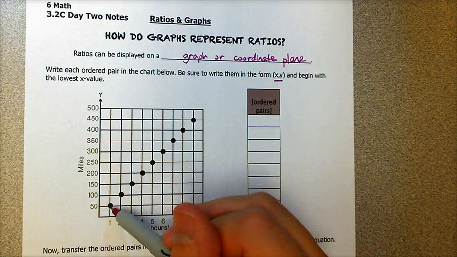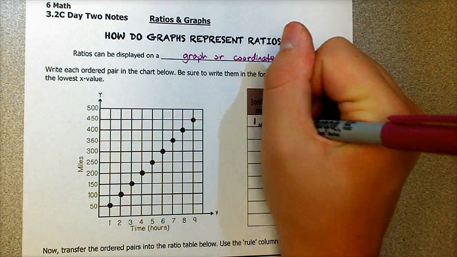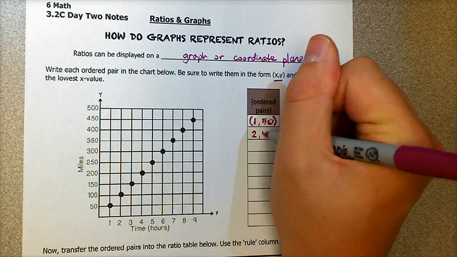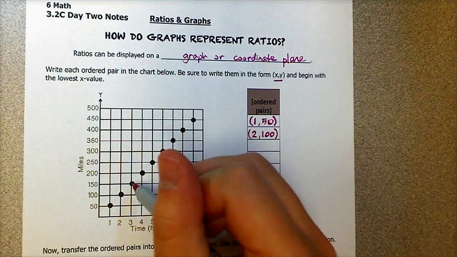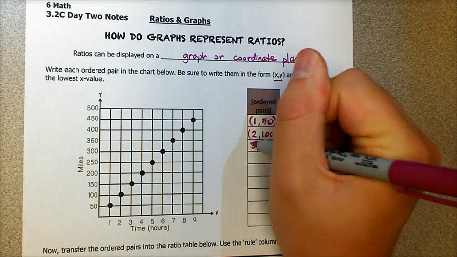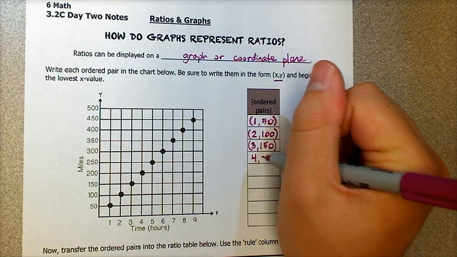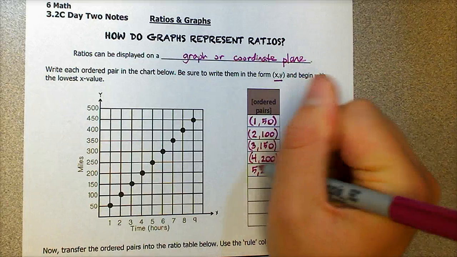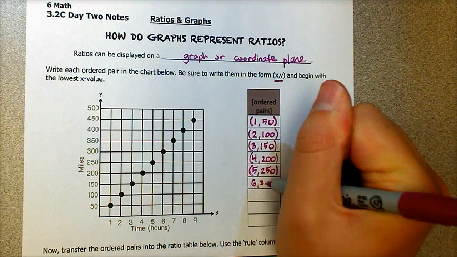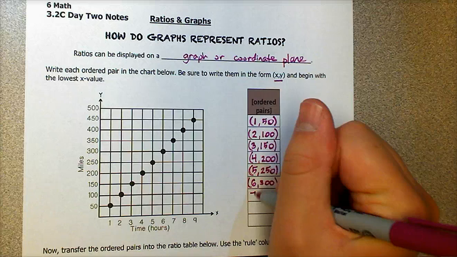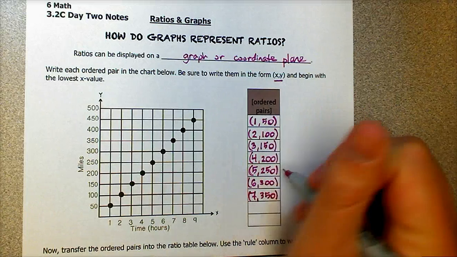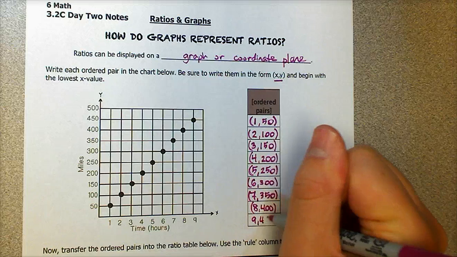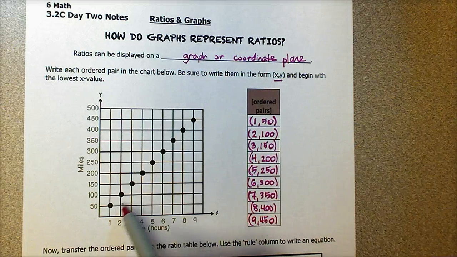So our first point here is 1 comma 50, and then we have 2, 100, 3, 150, 4, 200, 5, 250, 6, 300, 7, 350, 8, 400, and 9, 450. Okay, so those are the 9 ordered pairs represented on this graph.